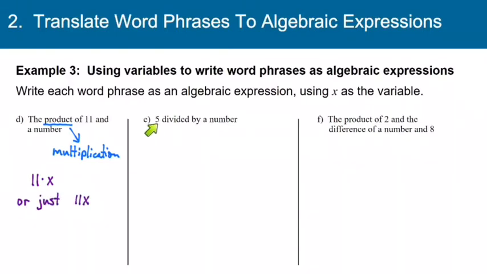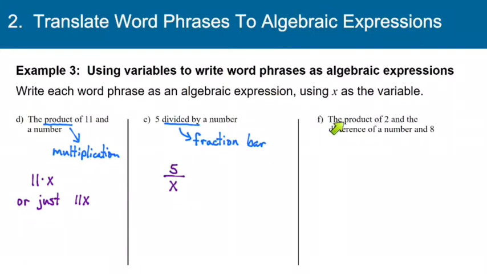Okay, now part E says 5 divided by a number. Remember, the fraction bar takes the place of the division symbol. So divided by is just going to be represented by a fraction bar. And we'll have 5 divided by a number.